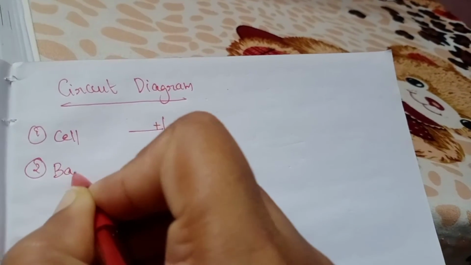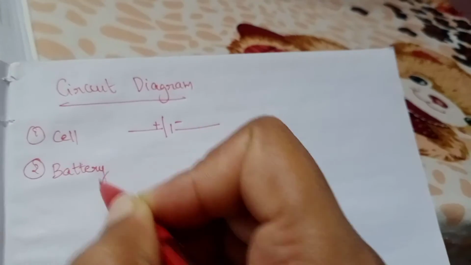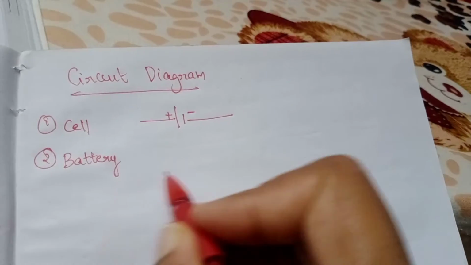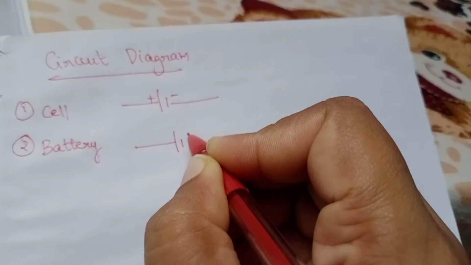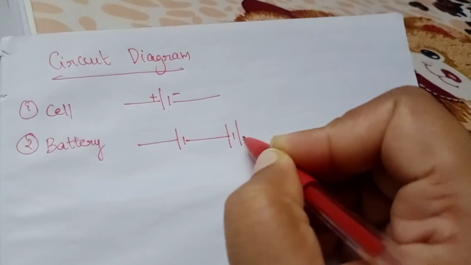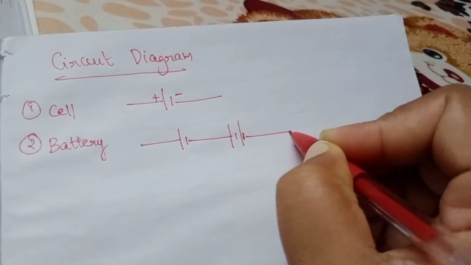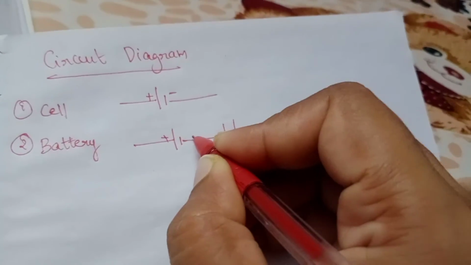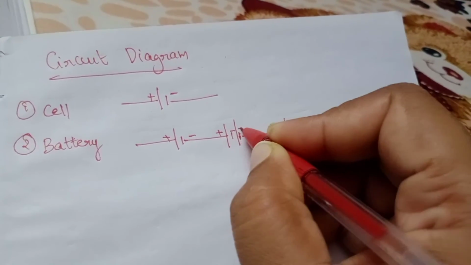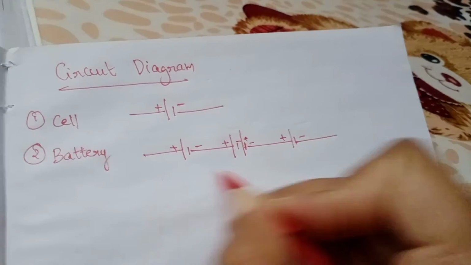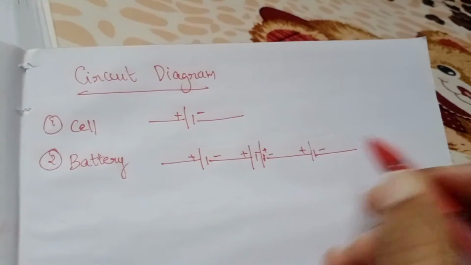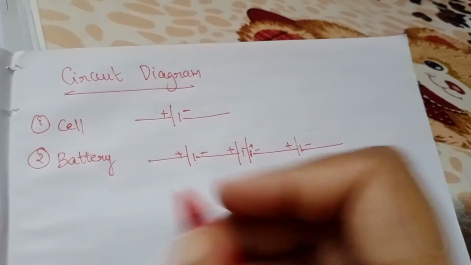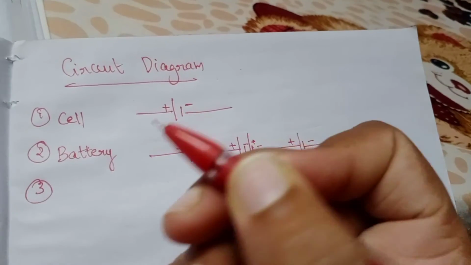The second one is a battery. You might have studied what a cell is and what a battery is. When we combine two or more cells together, it is called a battery. The symbol of a battery will be like this: positive, negative, again positive, negative, positive, negative. This is how we can connect a battery. It goes on. So a battery is a combination of cells. We all know it, right?